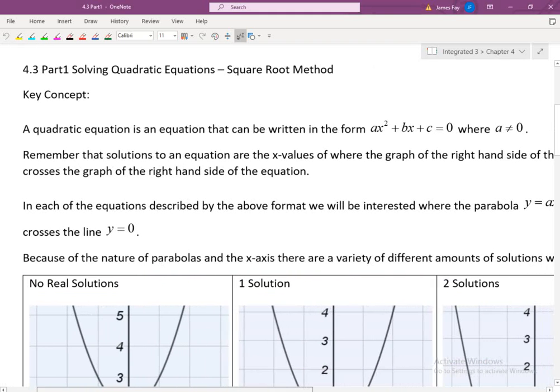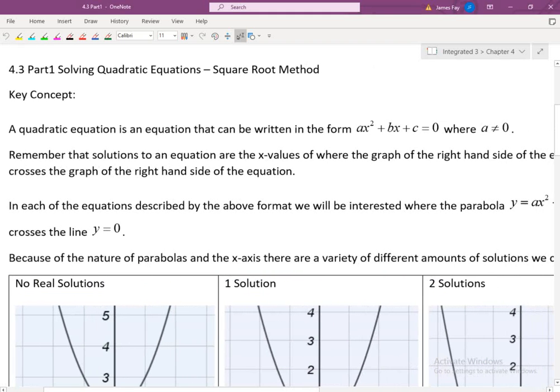Every quadratic equation is an equation that can be written in the form ax squared plus bx plus c equals 0. What we've been talking about lately is it equaling y. So we've had two variables, x and y. Here, we have just one variable, x, equal to 0.